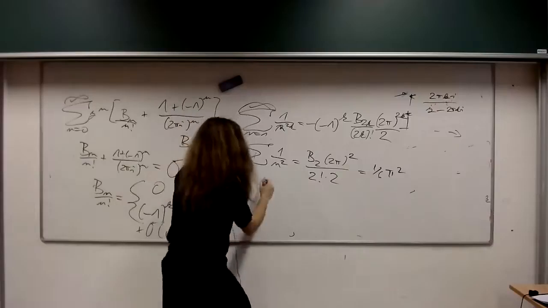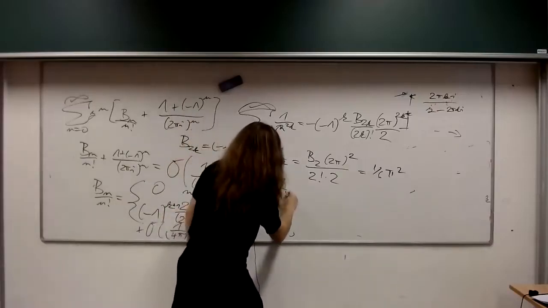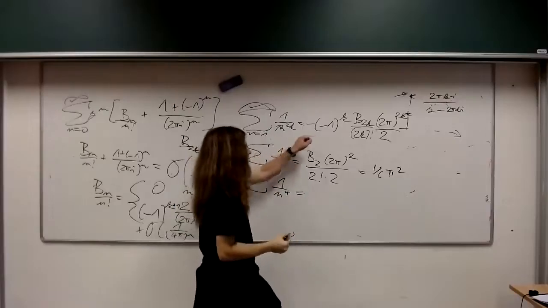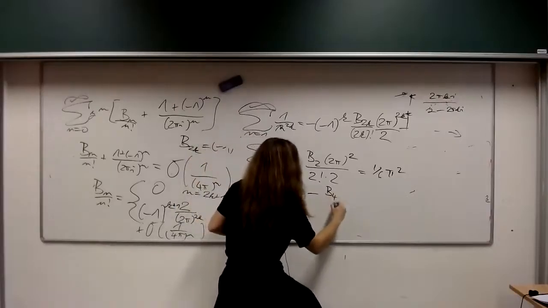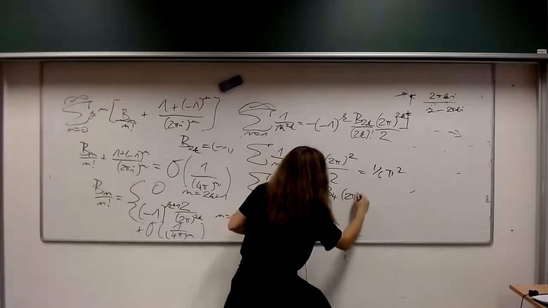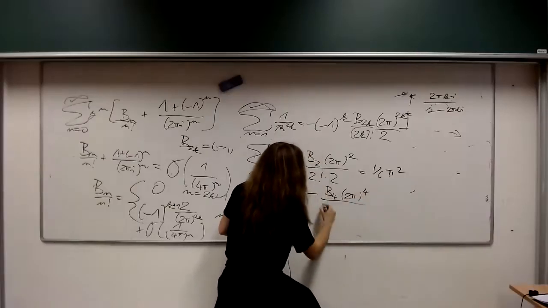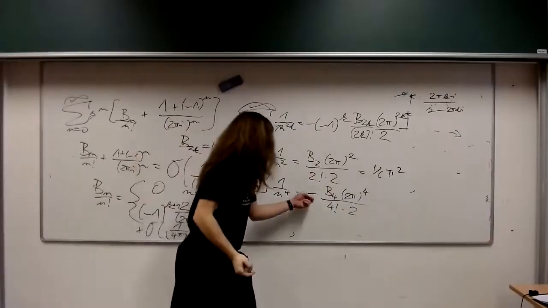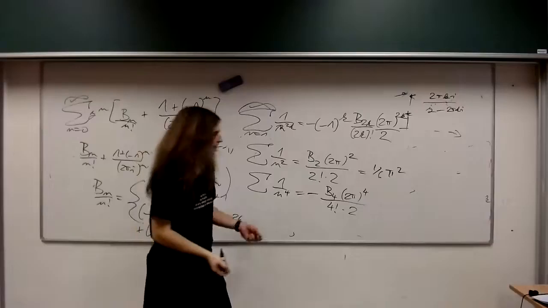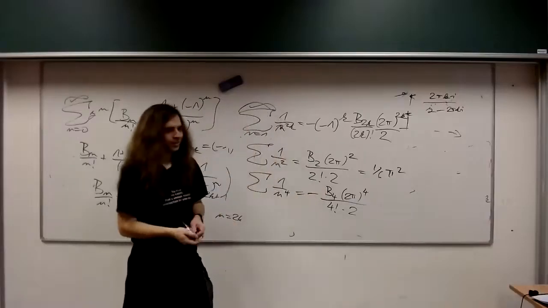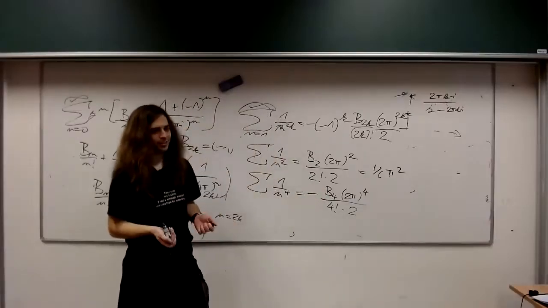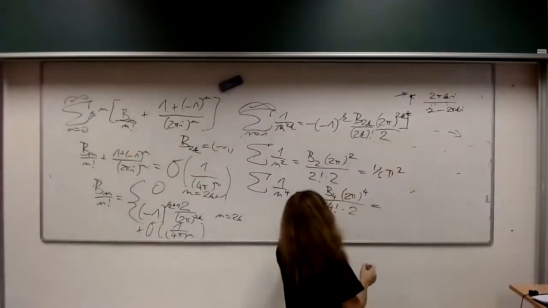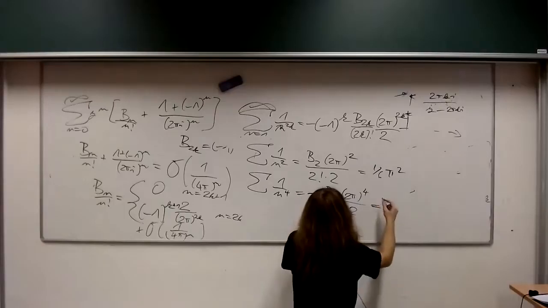But that's not everything. We can continue. Here we get minus b4 (2π) to the 4th power over 4 factorial times 2. And now you can say, wait, what? The minus sign, but the b4, in fact, is negative, and it's the minus 1/30 that we encountered before. So these minuses actually cancel.